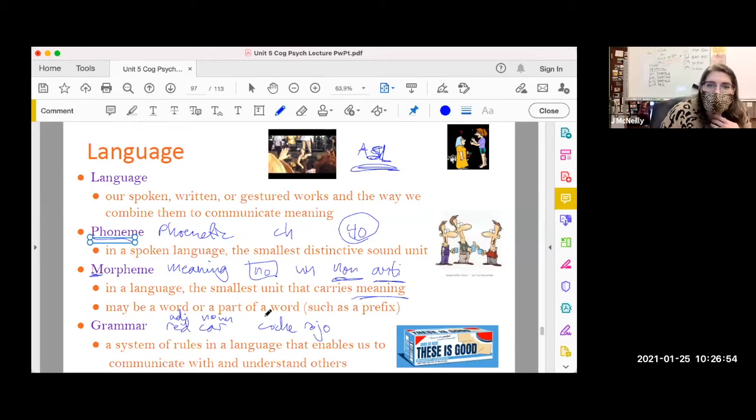So here we have noun and then adjective. Okay, it's like, see in this example, these is good. Well, these is plural, is singular. So that breaks one of our grammar rules for subject-verb agreement.